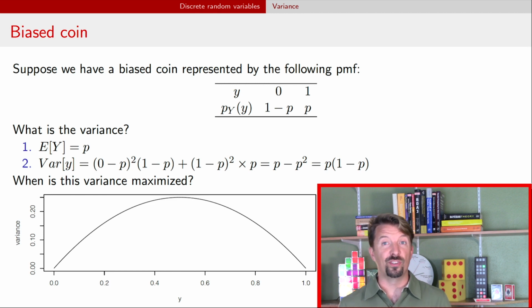Alright, so that was part 2 of this video set on discrete random variables. The next one is going to be talking about specific discrete random variables. We're going to talk about, probably in 3 different videos, Bernoulli, binomial, and Poisson.